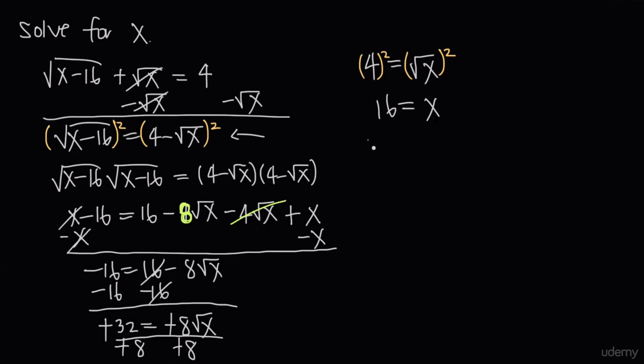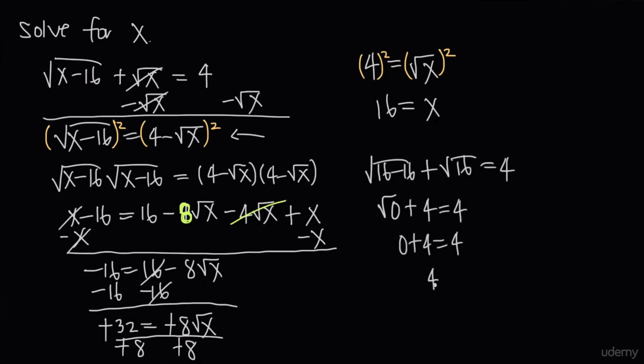So plugging back into our original equation, we get the square root of 16 minus 16 plus the square root of 16 is equal to 4. When we simplify, 16 minus 16 is 0, so we get the square root of 0, plus the square root of 16 is equal to 4. The square root of 0 is just 0, so 0 plus 4 equals 4, and we get 4 equals 4. Because this checks out, because this is true, we know that x equals 16 is a valid solution to the original equation. But it is possible when you're dealing with radical equations to get an answer for x that does not make the original radical equation true, which is why you always have to plug your solution back into the original equation.